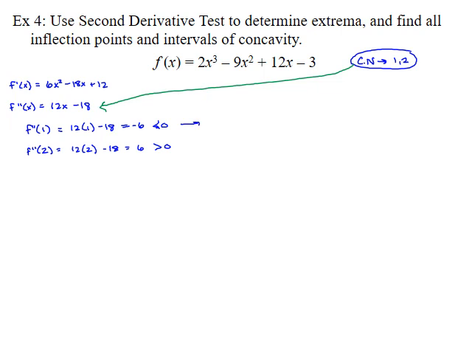So that means when you have a negative number, you have a local maximum at that particular point. And if you look back in your notes, you'll see that 1 was a local max. And the positive number means you have a local minimum. If you go back and check, x equals 2 was a local minimum in this case.